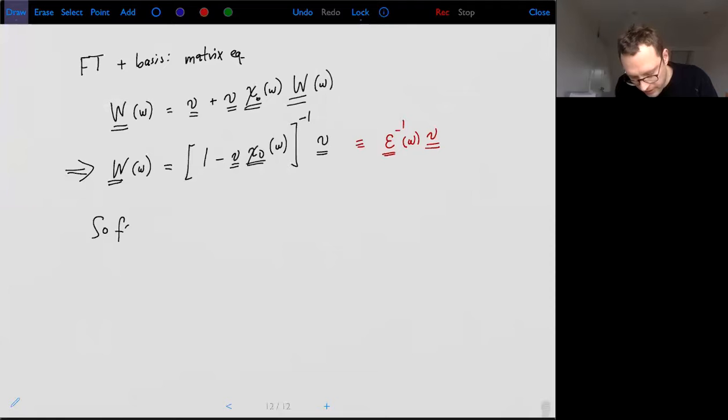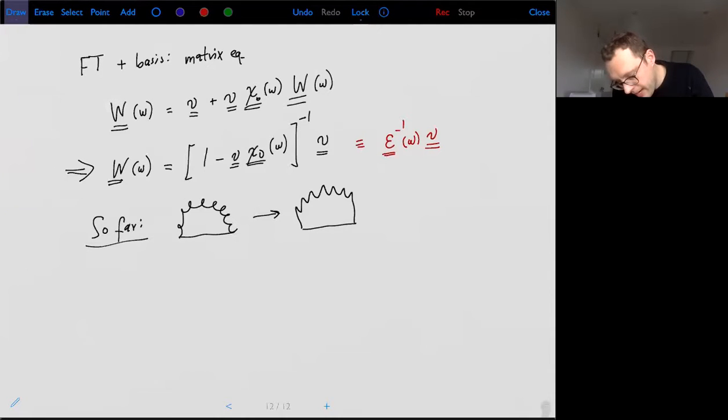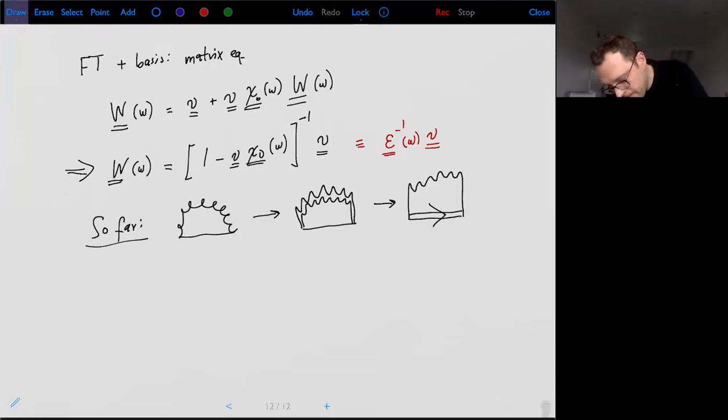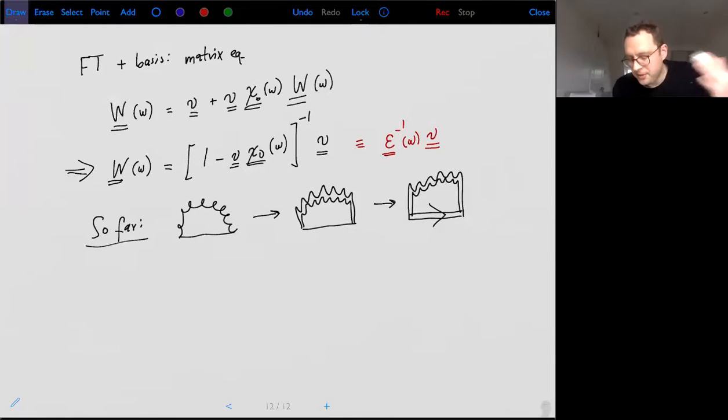So far, what we have done is basically we've taken the standard Fock diagram and replaced the bare interaction by a screened interaction, and you can actually take this one step further, and you can replace also the bare Green's function by an interacting Green's function. So you have basically something like this. So you take the Fock diagram and you replace the bare interaction by a screened interaction.